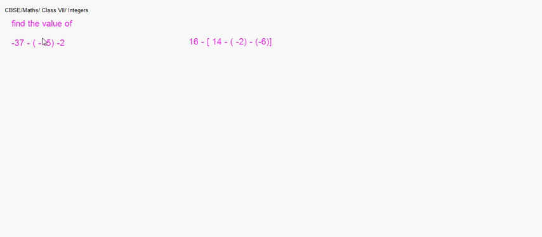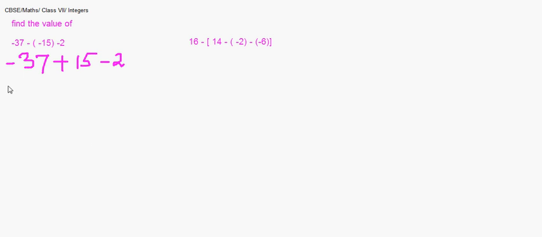Check the first one. The first step has to be just removing the bracket. Now doing so, it is minus 37. When you have two negatives, that makes it positive. Minus 37 plus 15 and minus 2.